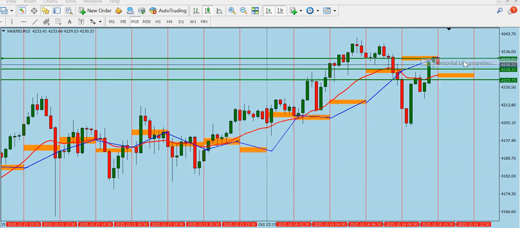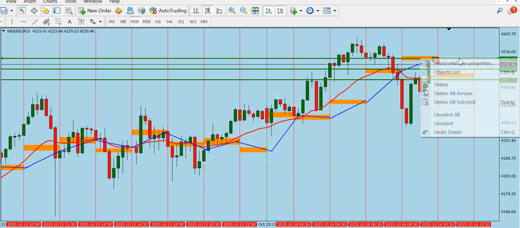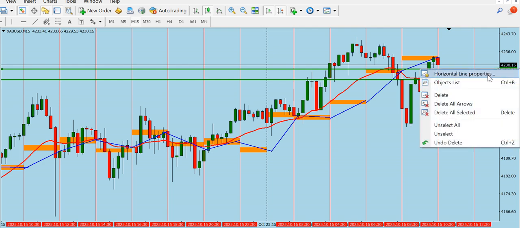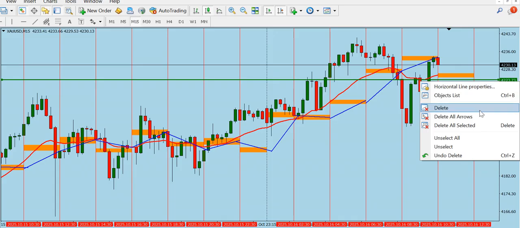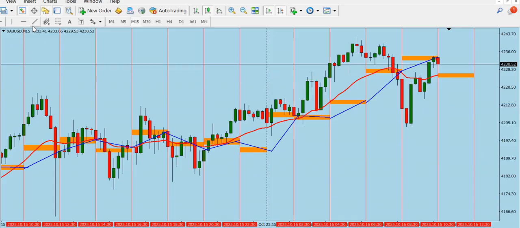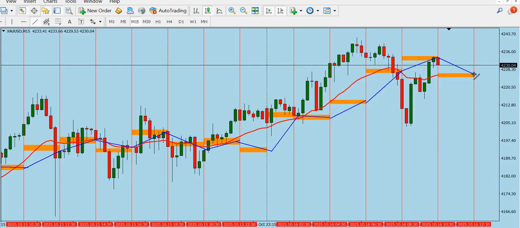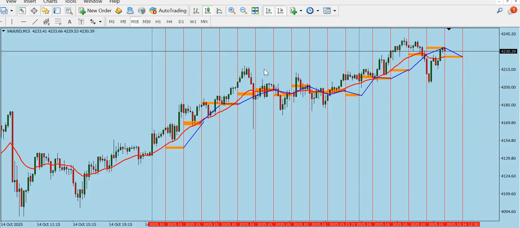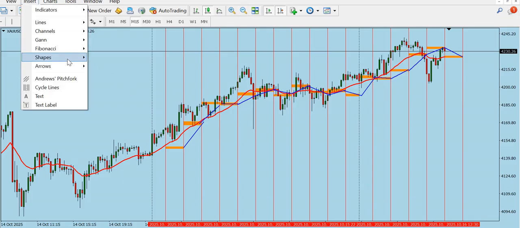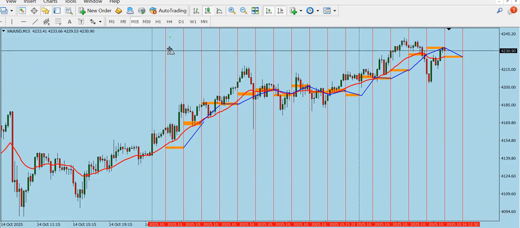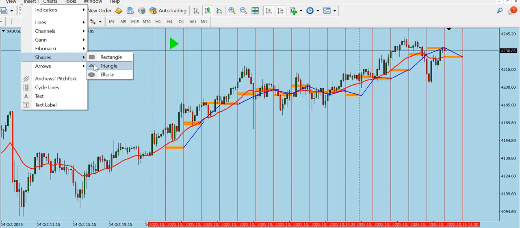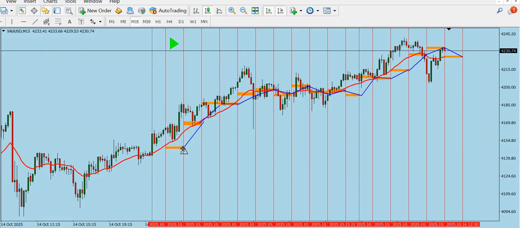Okay. So until we are ready for another column, we need to delete the horizontal line. So we'll need to connect the diagonal to the end of the shape. The next thing to do is to plot the triangles. So we need to plot the lime color triangle for the bullish trend.